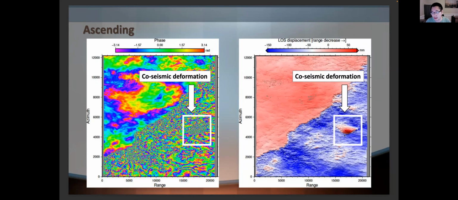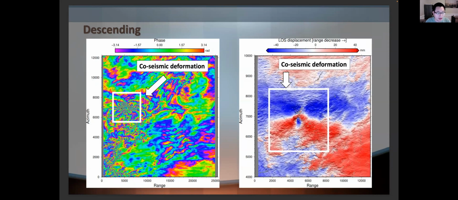So if you just look at the pattern of the fringe or Lambert deformation, you think, oh, this seems to be a thrusty one, because there was only one area of deformation for the whole rupture. But later on, if you model the deformation, you see that this is fairly consistent with a strike slip event. So for the descending track, the pattern looks a little bit more complex.